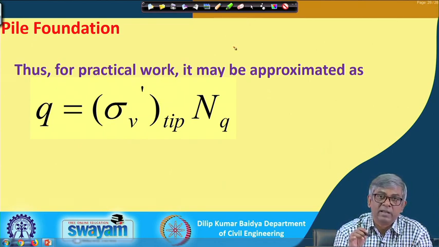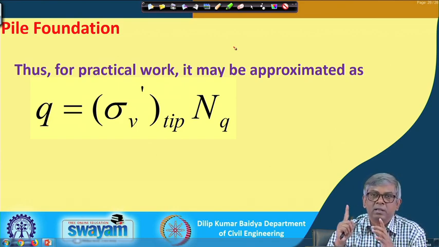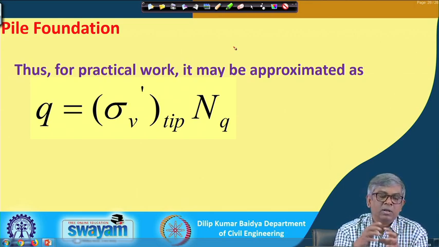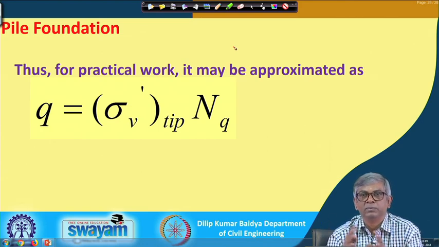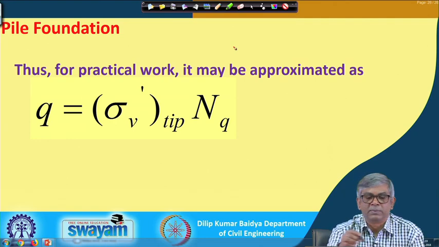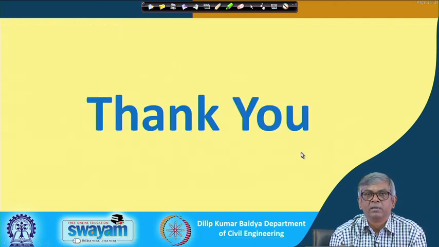For the time being, as I have mentioned, pile capacity will have two components: one is the frictional component, another is the base resistance component. Frictional resistance and base resistance, what are the values? Separately you calculate them. If you add these two, then that becomes the pile capacity. I will take that part in the subsequent lecture. With this I will stop here. Thank you.